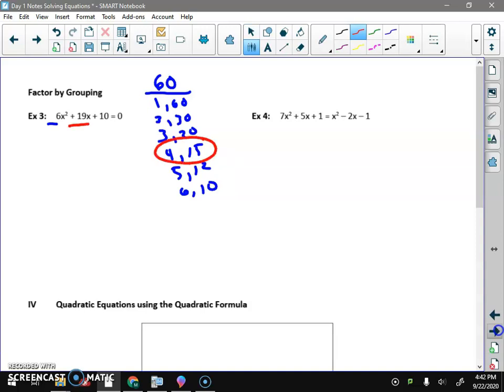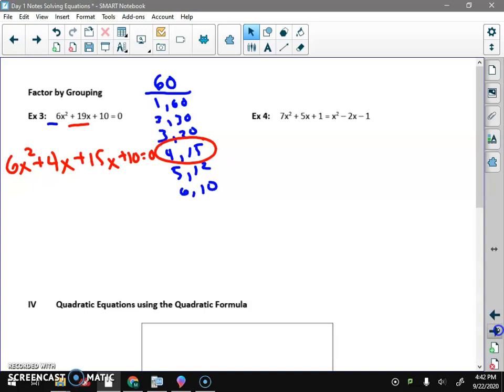And again, I want to stretch you. Your algebra skills, I want to stretch you. Make sure you can do things. Increase your math power. 6x squared plus 4x plus 15x plus 10 equals 0. I took the 19 and I broke it into two terms, 4x and 15x.